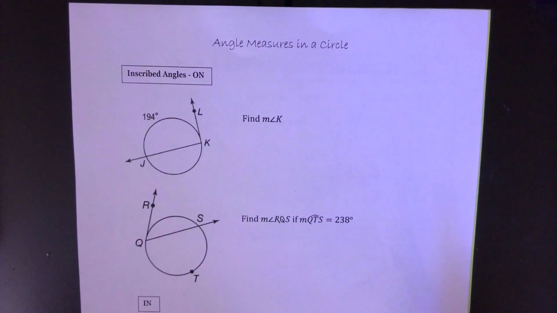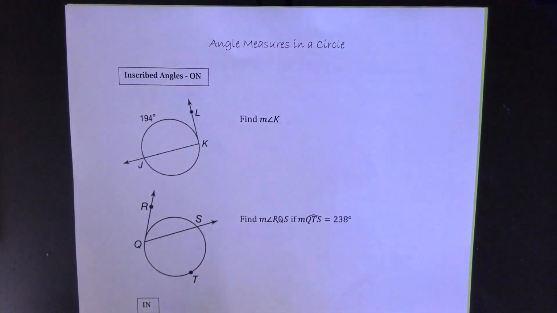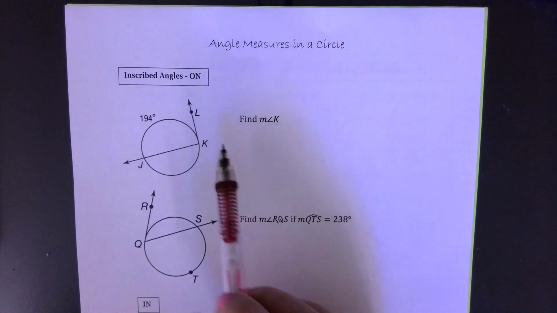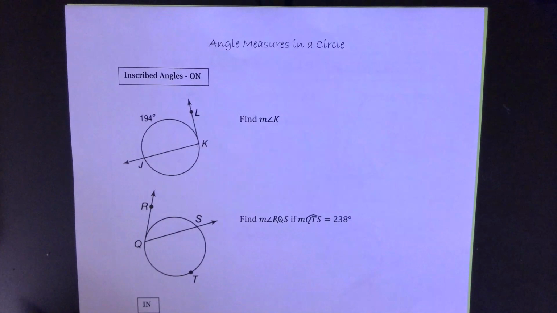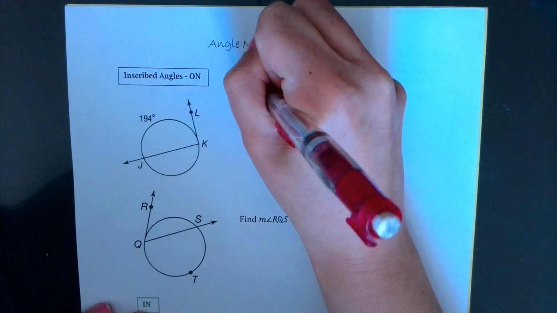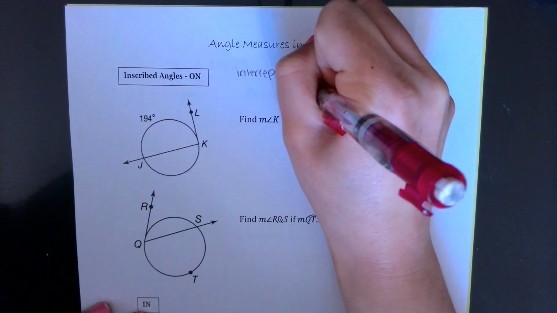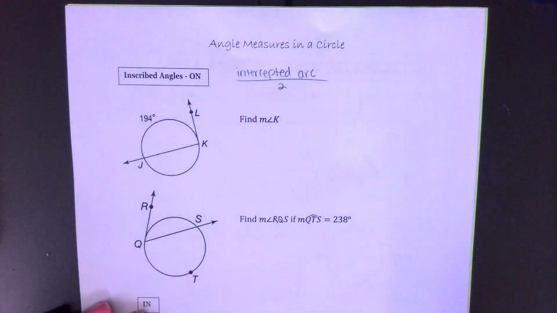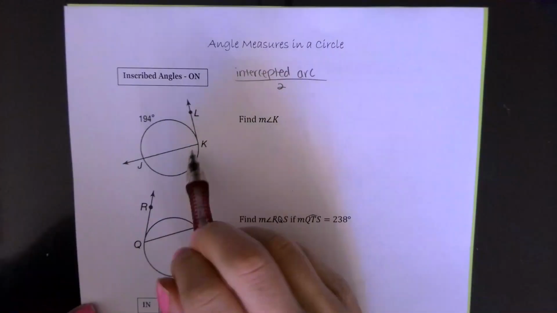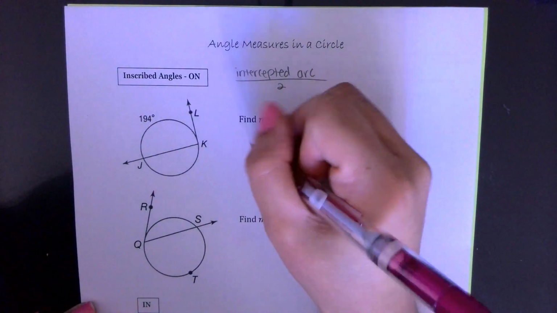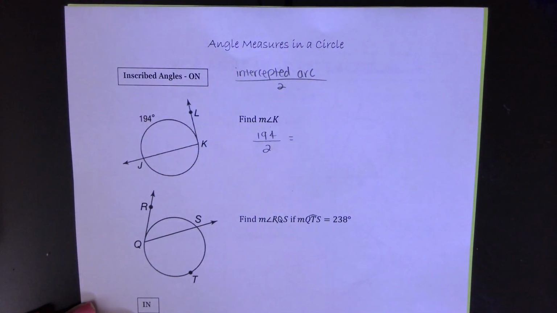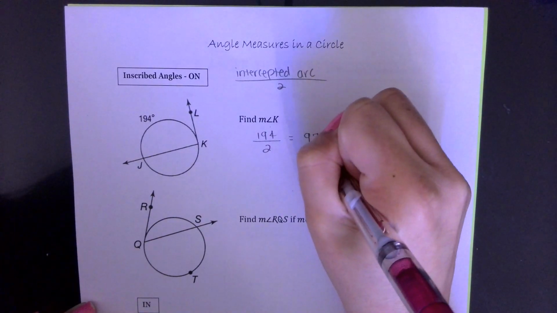So if they never told you where the vertex is, remember, just ask yourself, where is my vertex? So here, if I have to find the measure of angle K, I look at the angle, and the vertex is on my circle. So every time it's on, I take the intercepted arc and divide it by 2. Take half of it. So that means the measure of angle K will be 97 degrees. And that's it.